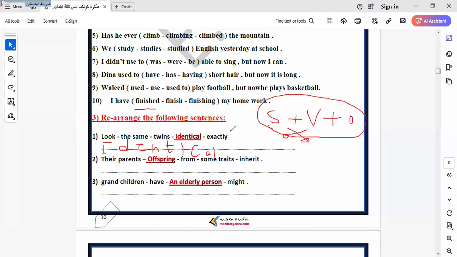Identical twins look exactly the same. Look exactly the same.